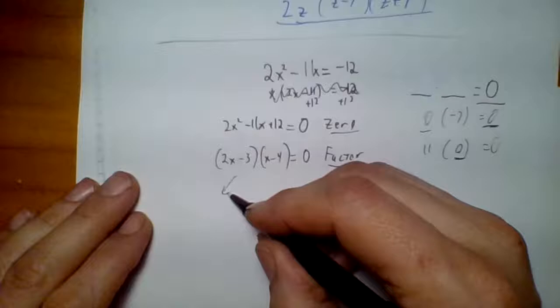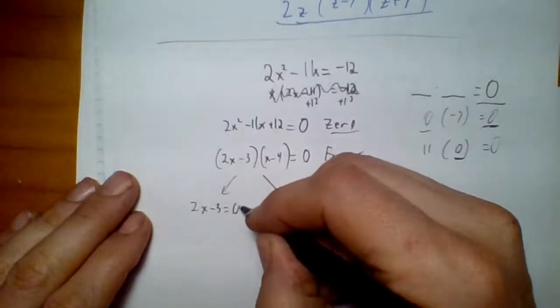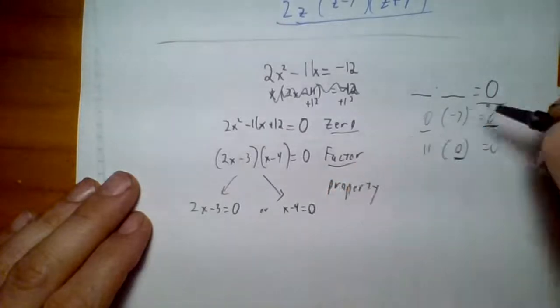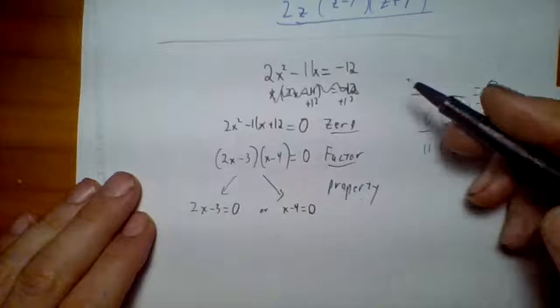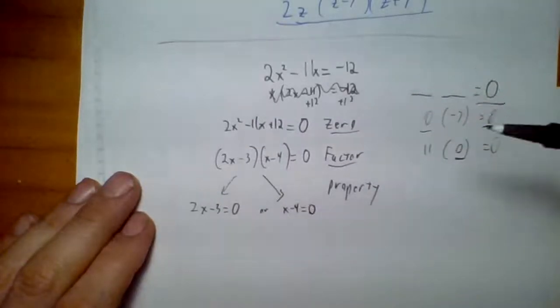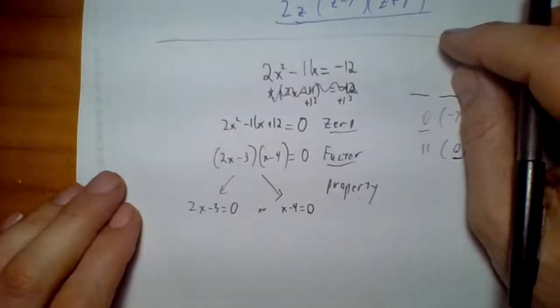So the property tells me then that either 2x minus 3 is equal to 0 or x minus 4 is equal to 0. So that's where the property comes in. It enables us to take this complicated equation and turn it into two very simple equations. Factoring helped us to do that.